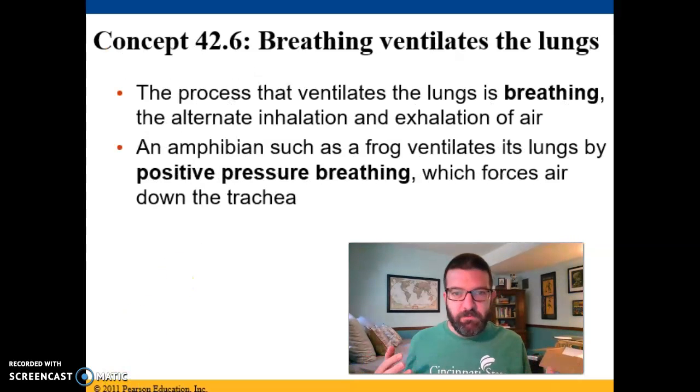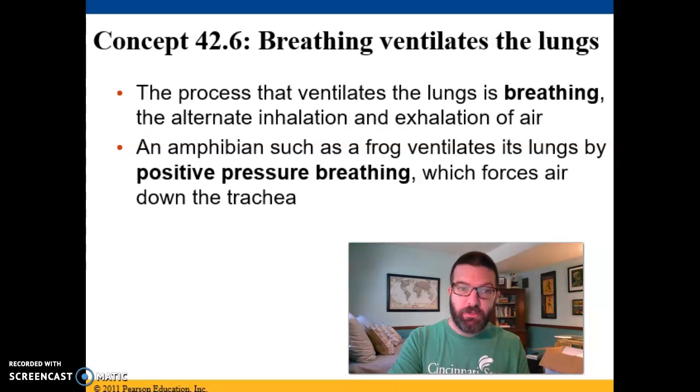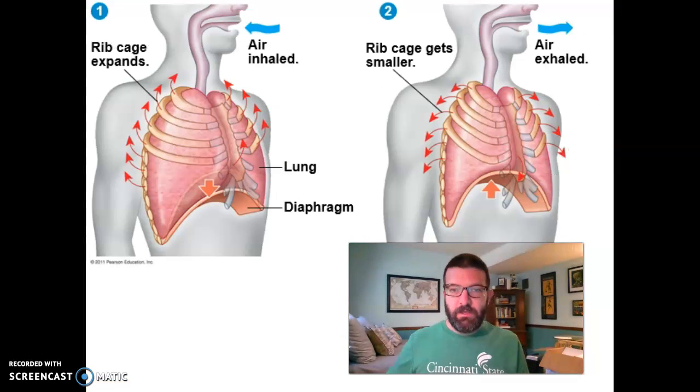Some animals, like amphibians, ventilate their lungs by positive pressure breathing, which means pushing air down the trachea into the lungs. They essentially do this by gulping air and then swallowing it, pushing it back. Now, we don't do this, right? Amphibians have positive pressure breathing. We have negative pressure breathing. And in negative pressure breathing, we breathe by sucking air into our lungs, not pushing the air.